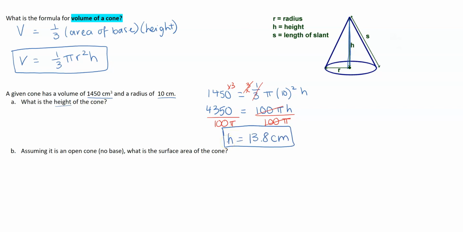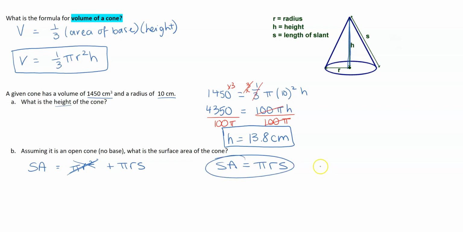Okay, so in part B, it says, assuming it's an open cone, so there's no base, what is the surface area of the cone? Well, we found in the other video that the surface area of a cone is pi r squared plus pi r s, which is the slant height. Okay, but we're told here that there's no base. Okay, and remember, pi r squared is the area of the base, so we would take that part out. So for this question, our surface area would just be pi times the radius times the slant height. Okay, so that's what we're going to be using.